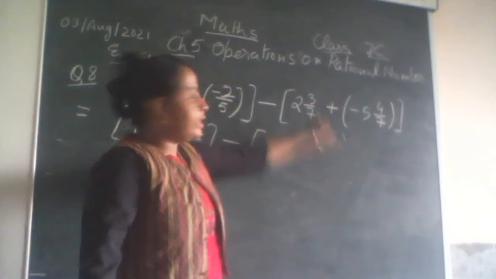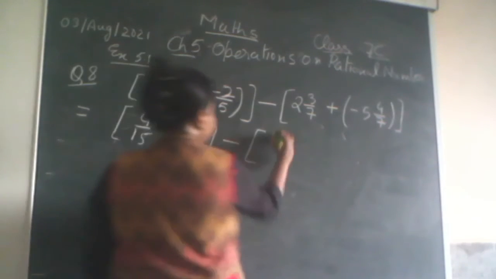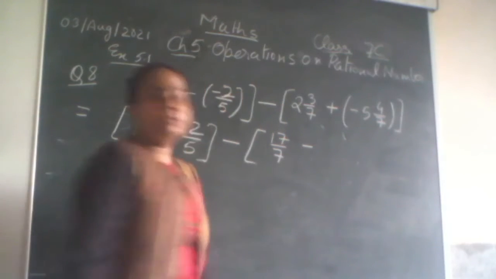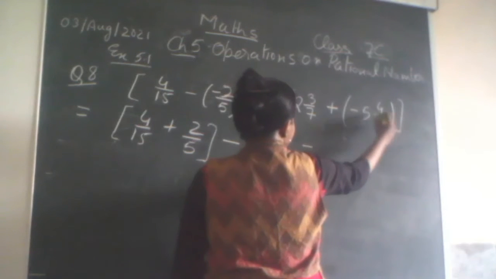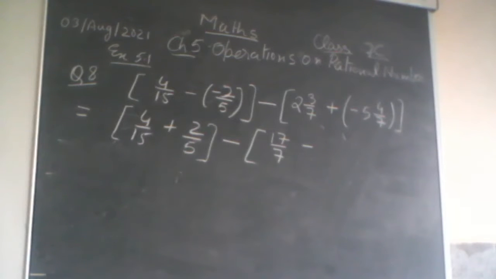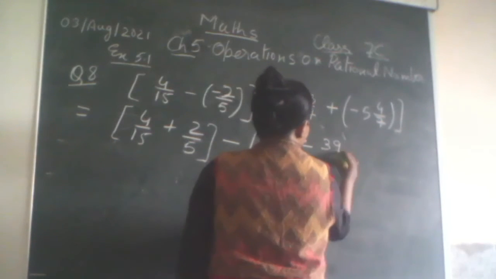Then 2 7s are 14. 14 plus 3 is how much? 17 upon 7. Good. 17 upon 7 plus minus minus, right? Yes, ma'am. Then 5 7s are 35. 35 plus 4, ma'am, 39 upon 7. Very good, 39 upon 7.